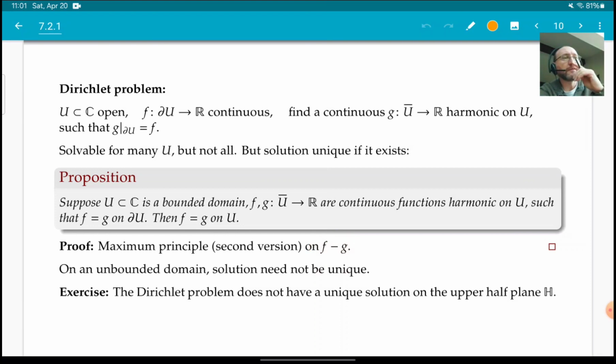All right. So on an unbounded domain, a solution, if it exists, might not be unique. So for example, on the upper half plane, it's a fairly simple exercise to show two distinct harmonic functions with the same boundary value on the real line, right? So they're going to be the same on the real line, but they're going to be different in the upper half plane. And don't think too hard. Think of the simplest possible harmonic functions that you can think of. All right.